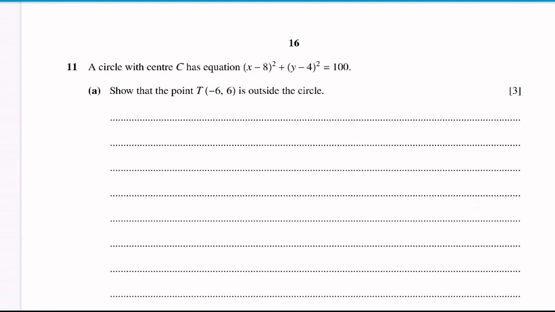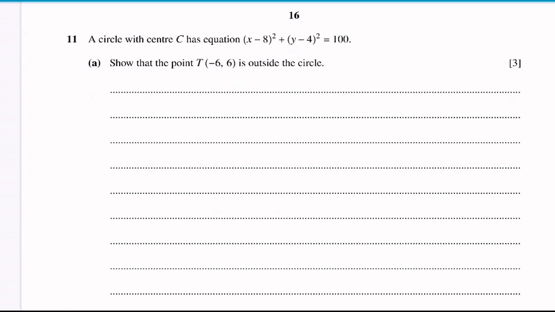The first part is very special. They asked us to show that the point T is outside the circle. Outside the circle, as in, if this is a circle, we want to prove that T is outside there. So what we can do from there is make use of the idea of distances.